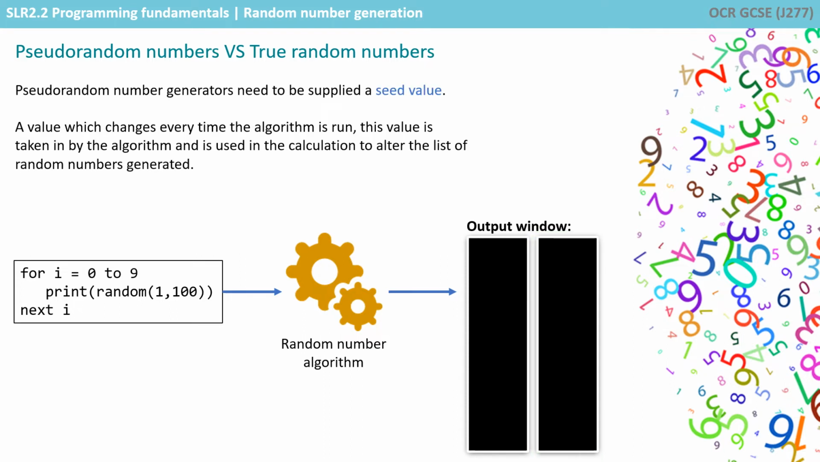Pseudo-random number generators need to be supplied with what we call a seed value. This is a value which changes every time the algorithm is run. This value is then taken in by the algorithm and is used in the calculation to alter the output list of random numbers that are generated.